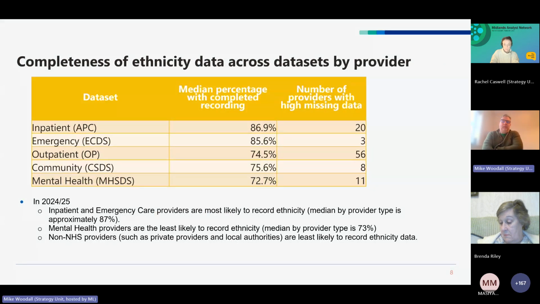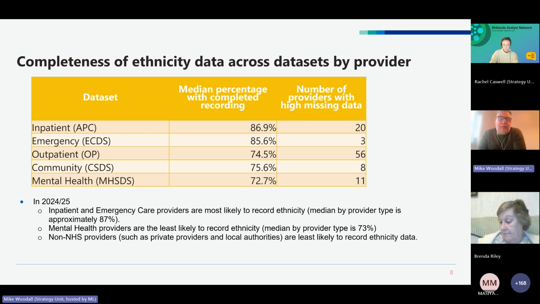Then we looked at it by provider. We looked at different providers and at the median, and then at a level where they had high missing data. We looked across each provider in the data system, and in inpatient data, the median was high in terms of valid ethnicity recording. 87% had a valid record, but there were 20 providers that had much lower quality and low levels. So the average is being brought up by the others.